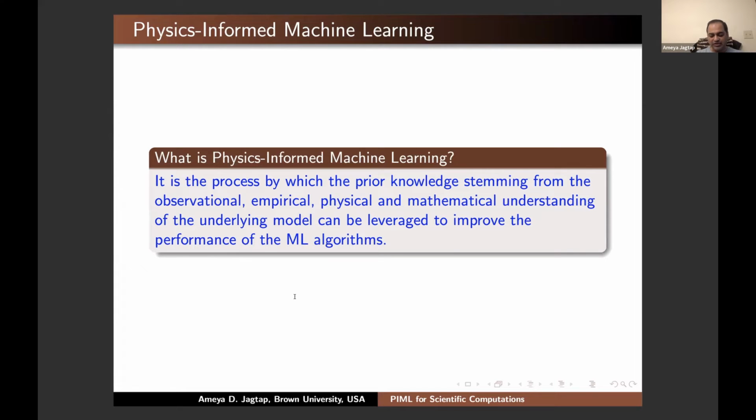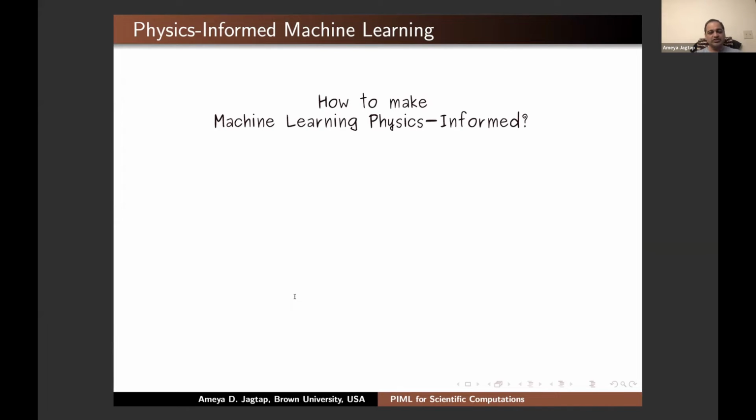Basically, when you use machine learning as a black box for a scientific problem, there is no guarantee that it will always give the accurate solution. That's why we are enforcing physics, so that we can constrain the space of admissible solutions here.